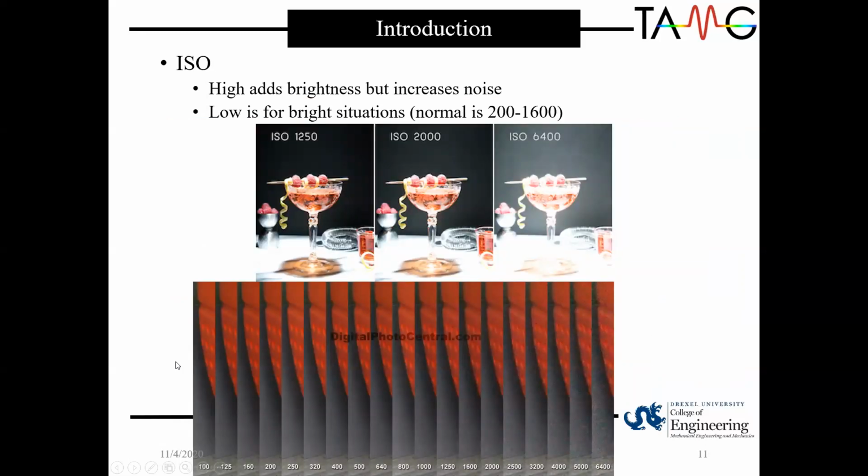Another well-known camera parameter is the ISO. This basically adds brightness, but it also increases noise, very much like this example that you're seeing over here.